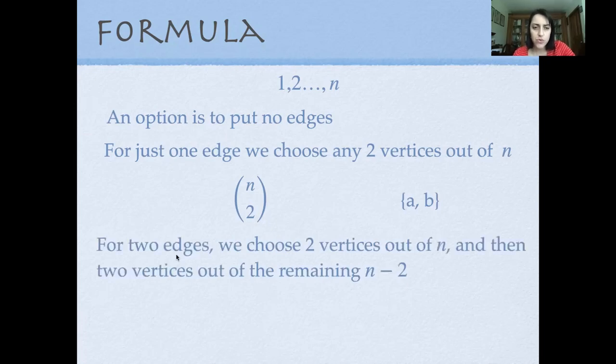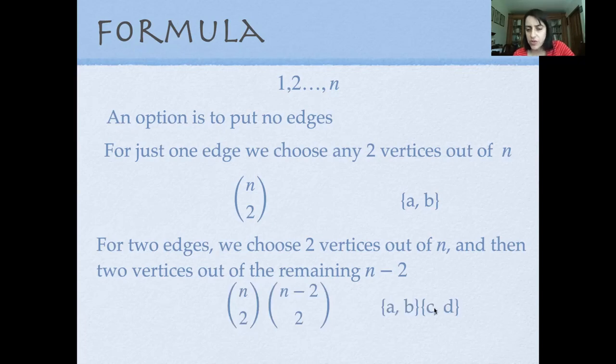Another possibility is to consider a matching with exactly 2 edges. Then we have to choose 2 vertices out of n for the first edge. And then we have to choose 2 vertices out of the remaining n minus 2. So we have this number of possibilities. But if we first choose the edge between A and B, and then the edge between C and D, this would be the same as if we choose first the edge C and D, and then the edge between A and B. So we are counting twice. We have to divide by 2 to get the real number.